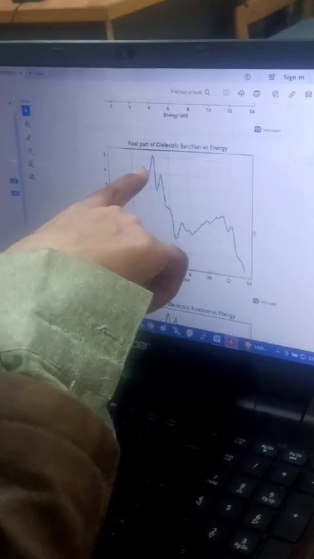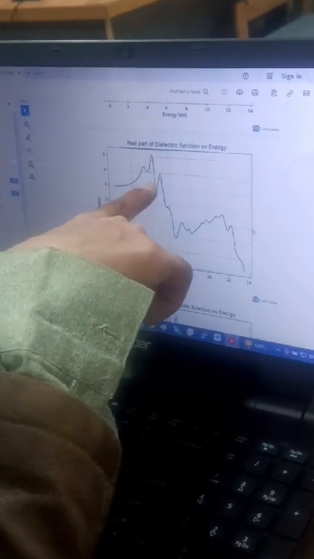When we expose the material to light and increase the energy, say 0.1, 0.2 and so on, your material's ability of polarization increases. It increases, then decreases, increases, then decreases, so the behavior of your graph is increasing, decreasing, increasing, decreasing.